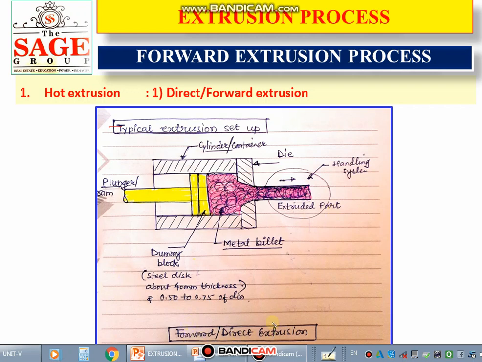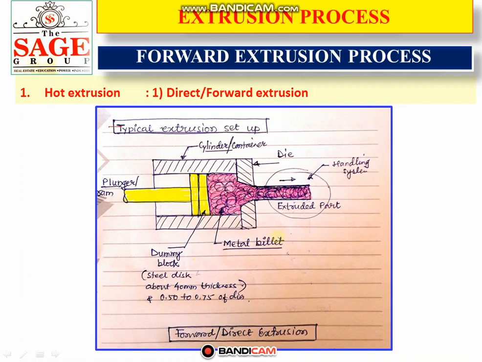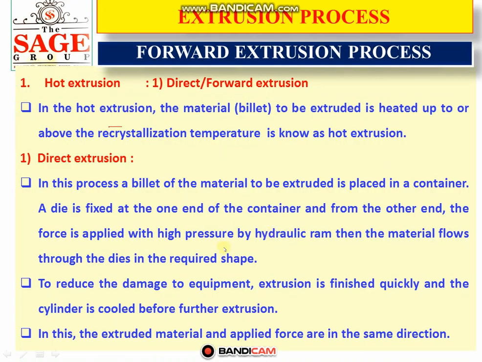And what is the meaning of forward or direct extrusion? In this process, the flow of material takes place in the direction of the pressure applied. So in this process, the material flows in the same direction in which the ram or plunger moves. This is known as the forward or direct extrusion process. This is the description that we have discussed with the help of this sketch.